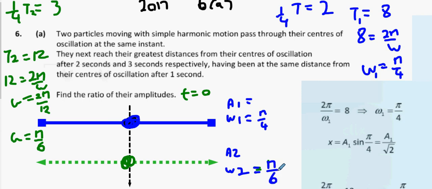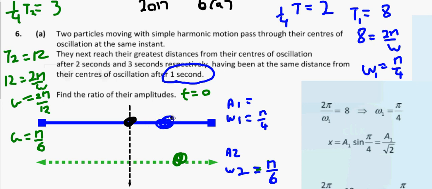Now, how are we going to get the amplitude? What does it give us here? What does it tell us there? After 1 second, the x values are equal. So 1 second after their motion, they're both the same distance from the center. Does that make sense?